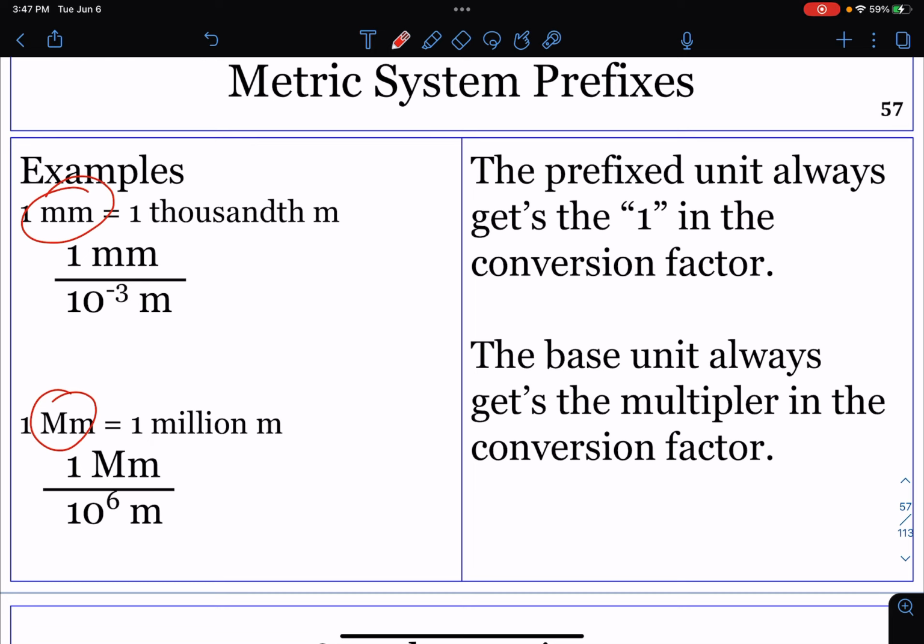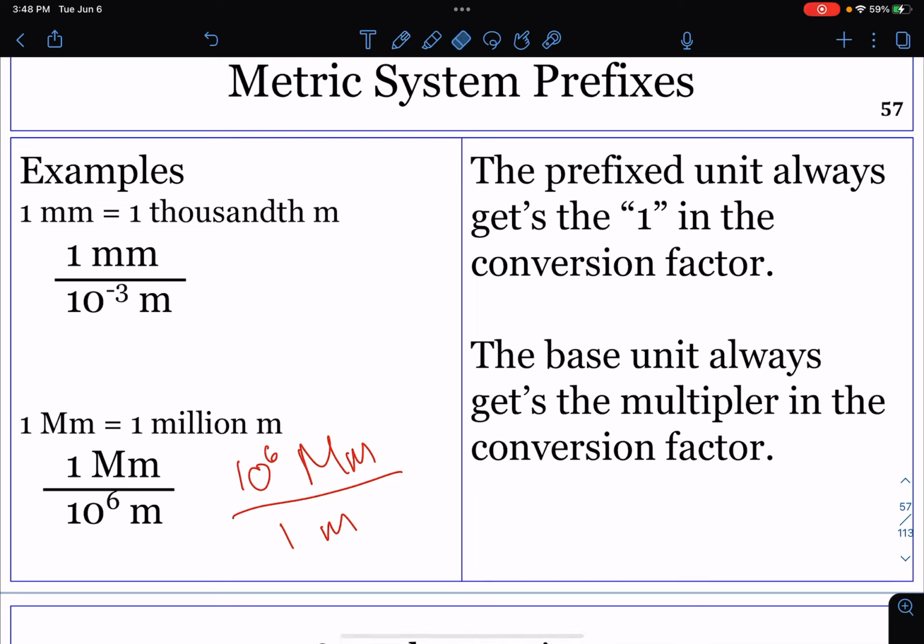The capital M means mega. So we have 1 megameter is equal to 1 million meters. The prefix for mega is 10 to the 6. That goes with the base unit. We have 10 to the 6, which means 1 million meters is equal to 1 megameter. If you were to write it like this and put 10 to the 6 megameters is somehow equal to 1 meter, that would not make sense. 1 megameter is already a million meters. So you're saying you have a million meters, and that's somehow equal to 1 meter? Double check that your unit conversion makes sense.